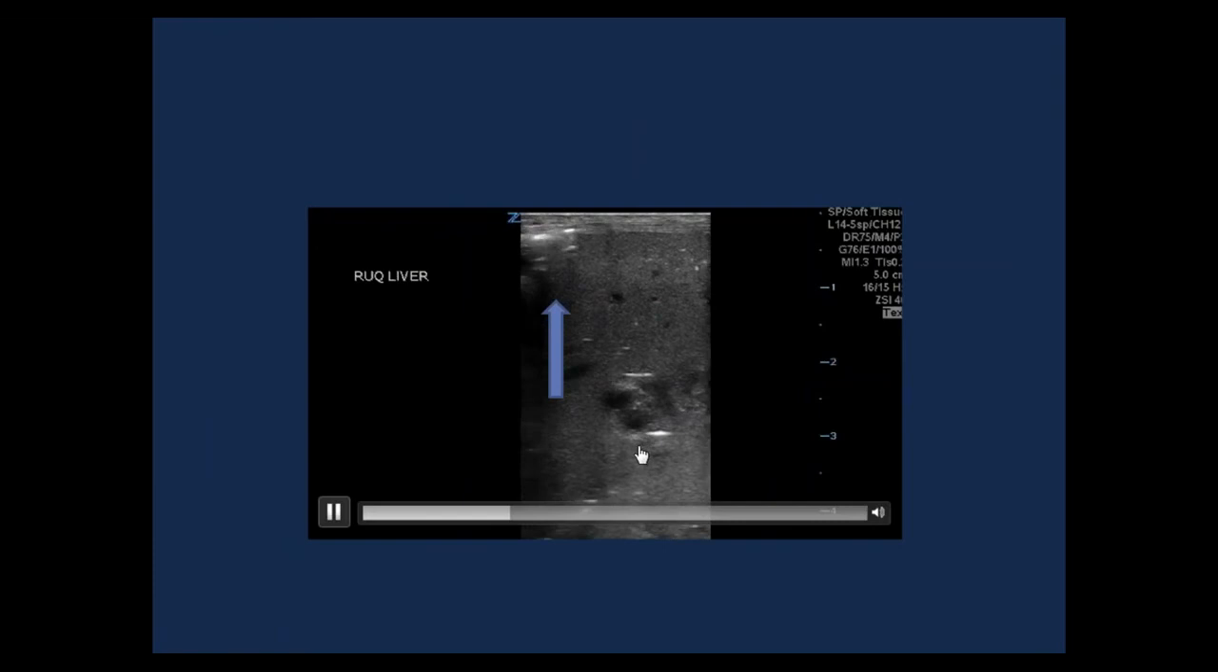By ultrasound, we were able to see free air over the surface of the liver. So that's the liver, and there are air artifacts that can be seen between the abdominal wall and the liver, with a parallel A-line artifact and also some B-line artifacts. So that's a sign of free air.